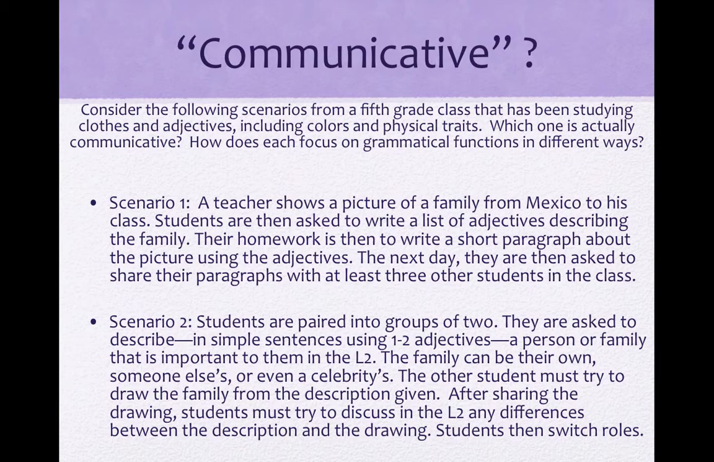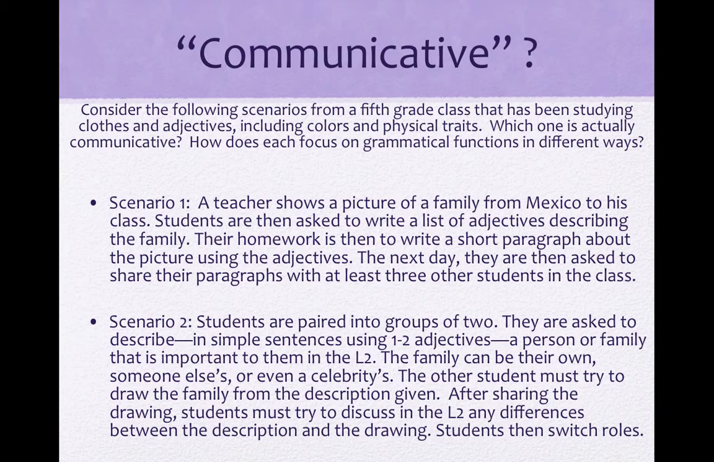we have a very different kind of communication. Students are given something that's interesting and relevant to them. Probably they're going to want to describe their own family or a celebrity that they really like. And the other student is active. They have to do something with the information that the first student is giving them. And then they have to switch roles and say, okay, no, this is what I said.